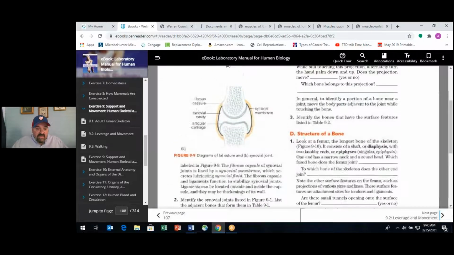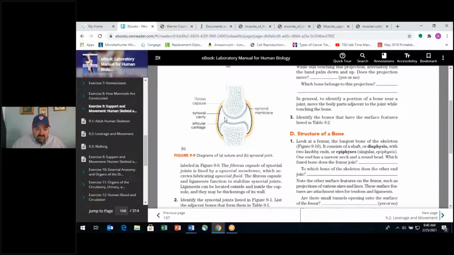Right here, figure 9-9, I would like you to draw this image. You will then take these 4 terms, the synovial membrane, which is this inner part of the joint. So this is a joint, 2 bones. When the bones come together, this synovial joint is a hollow, fluid-filled joint. The synovial membrane, this right here, will actually produce the synovial fluid that fills this joint. The fibrous capsule is the outer covering of the joint, maintaining the integrity of the joint and keeping the joint together.